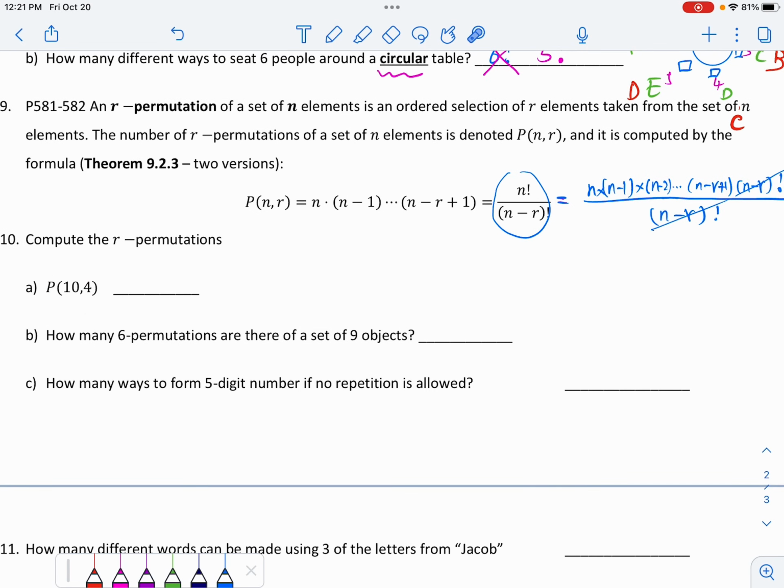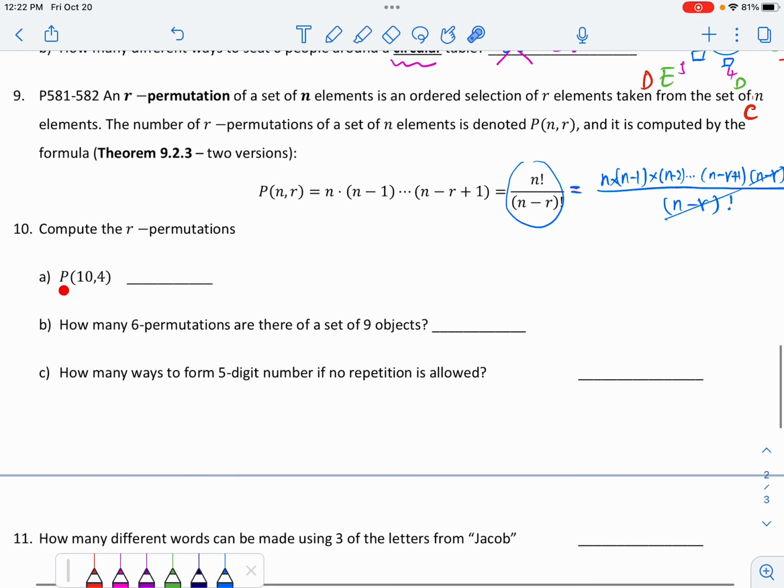Now let's talk about how we compute that. I'm going to give you a little more context for understanding this. Suppose we have 10 students. And I'm going to give 4 prizes: the first prize, second prize, third prize, and fourth prize, right? And then how many ways can I award 4 different prizes to 4 students out of the 10 students?